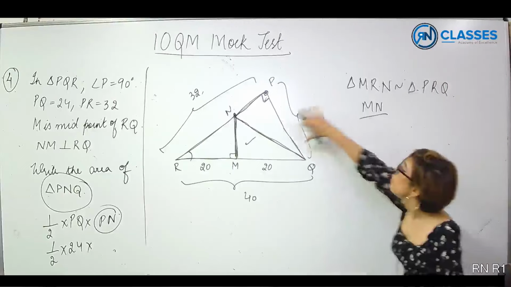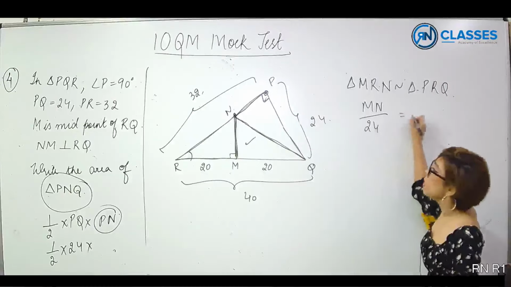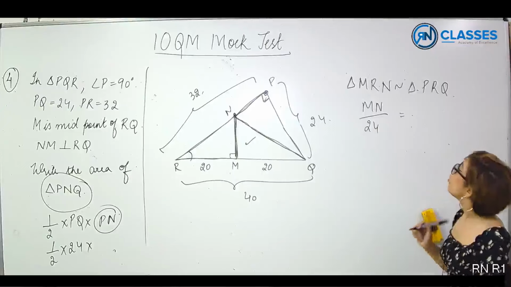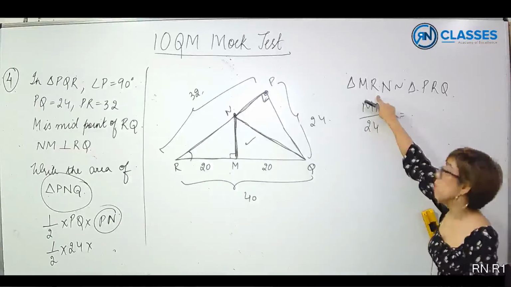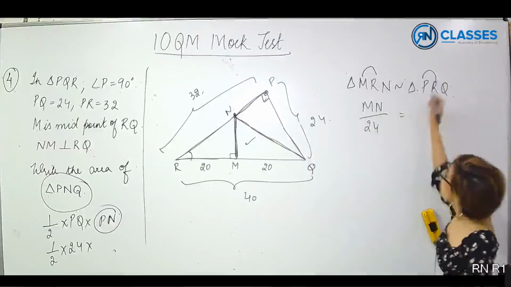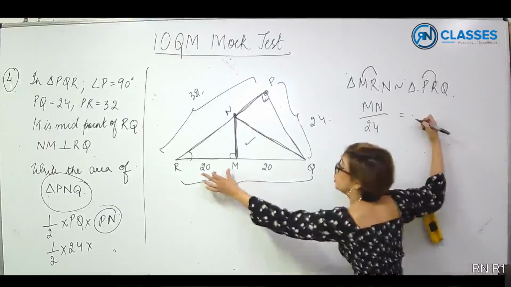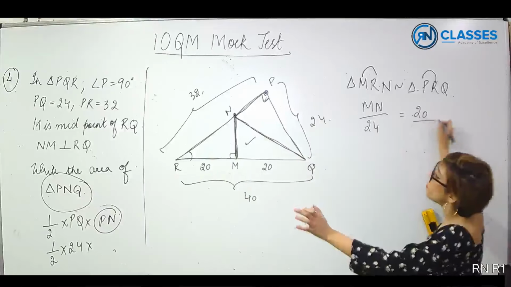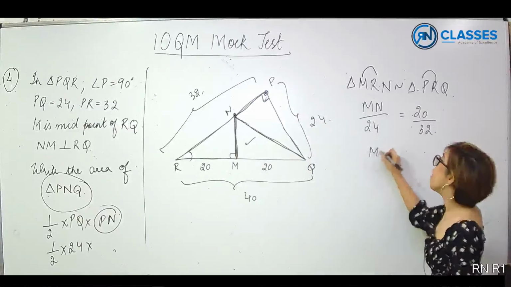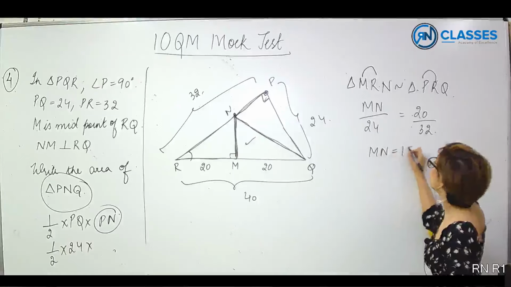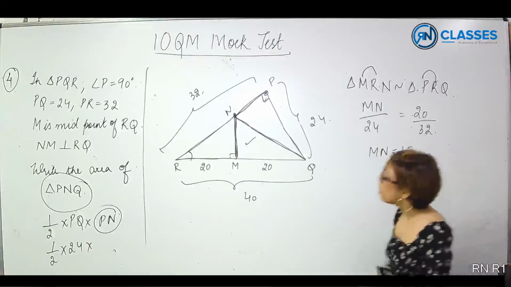Do I know the length PQ, which is 24? Yes. Is equal to. Now, which length do I know? RN? No, I do not know. MR? Yes, I know. So, I will use this MR by PR. MR is nothing but 20 divided by PR, which is 30. From here, you can get the value of MN, which is nothing but 15.